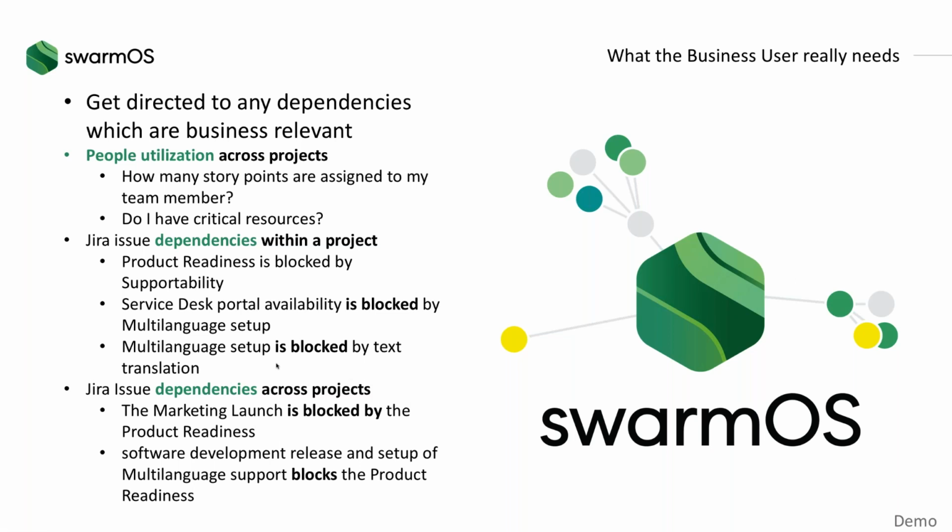You have all of those user stories in your backlog, in different projects potentially, or in the same project, but you won't see easily who is blocking what needs to be resolved to actually get your product readiness done. And this is what we want to focus on with swarmOS Analyzer to really get you this visibility. Same for dependencies across projects. So if your marketing launch is blocked by the product readiness we have talked about before, and you would spot this and you would see that potentially software development release is blocked by the support side. So all of this will be shown by Analyzer.